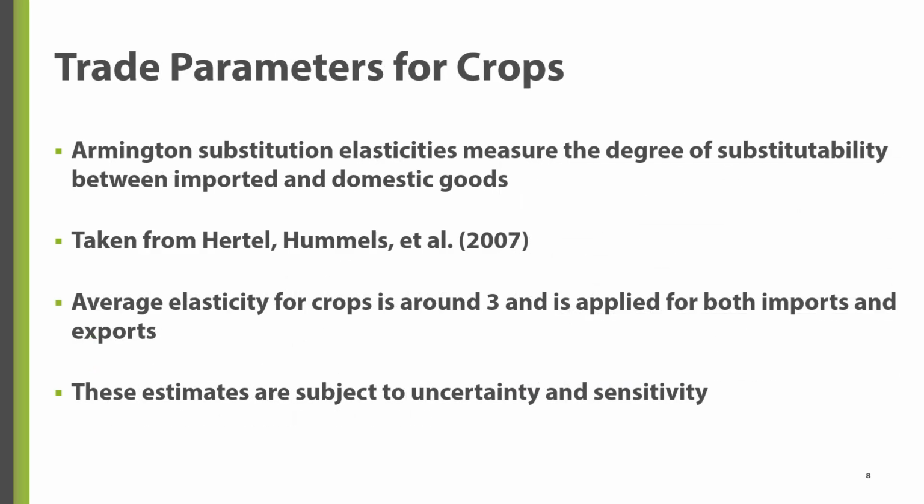Armington substitution elasticities measure the degree of substitutability between imported and domestic goods, which are taken from Hurdle, Hummels, et al. In that study, the average elasticity for crops is around 3. This is applied to both import substitution and export transformation elasticities. These estimates are subject to uncertainty, and sensitivity analysis is encouraged.